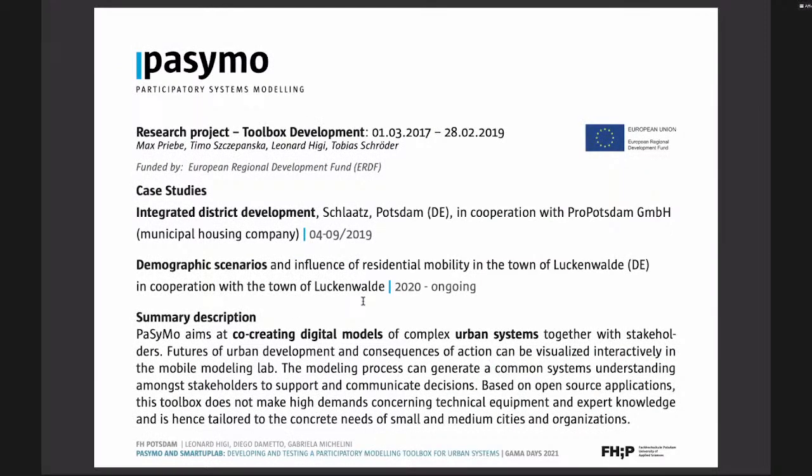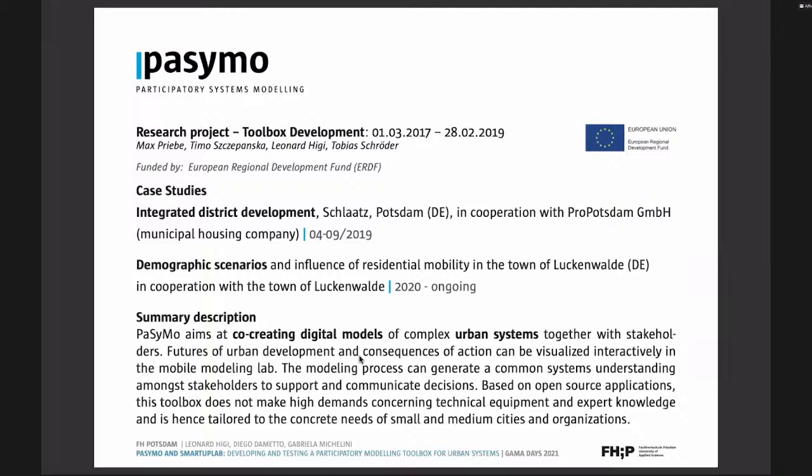Thank you, Gabriela, and hello, everybody, again. Pasmio is a research project in which we've been developing a toolbox for participatory systems modeling for integrated urban development. Besides the model library and georeferenced survey tool, we've set a focus on facilitating on-site participatory modeling with experts and stakeholders using Gama. With its rather frugal approach, Pasmio addresses especially small and mid-sized urban contexts and their challenges regarding urban development and transformation. This explains also our focus on case studies in small and mid-sized towns in the state of Brandenburg, Germany.